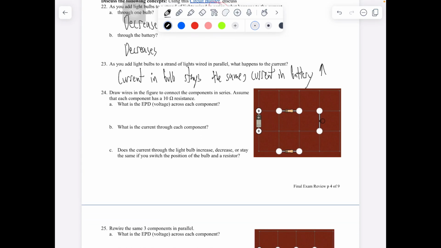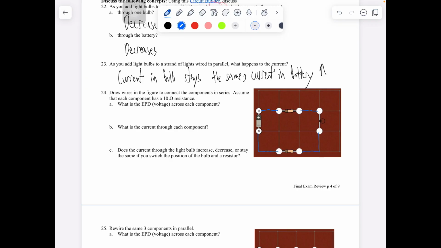Number 24, draw wires in the figure to connect the components in series. Assume that each component has a 10 ohm resistance. What is the electric potential difference across each component? Well, we're wiring it in series, so let's do this in something blue. Right here, right here, right here, right here.